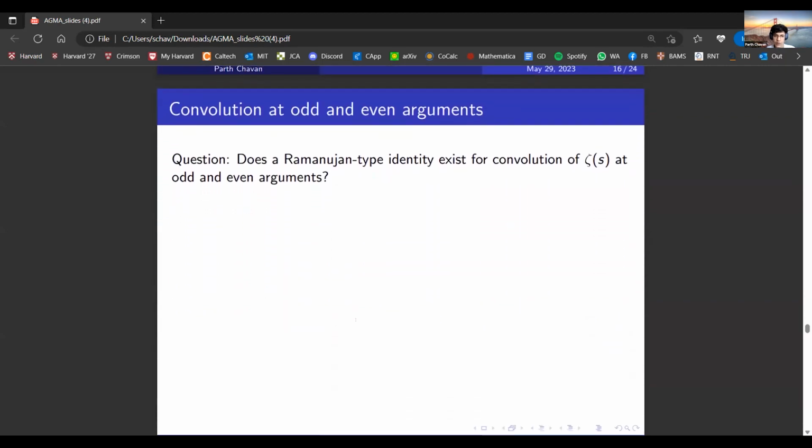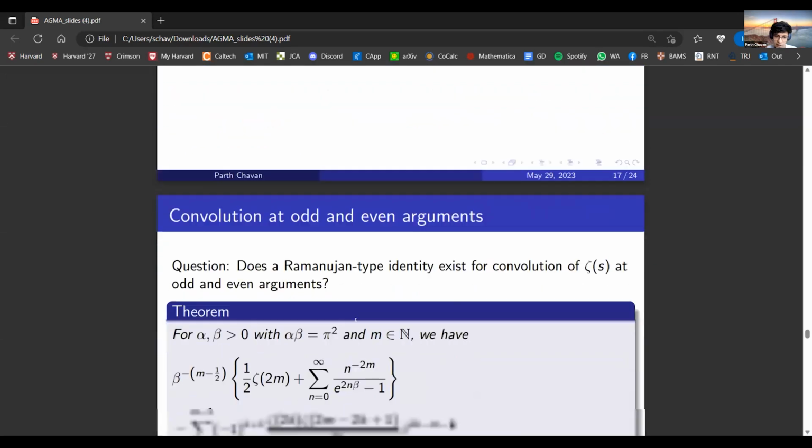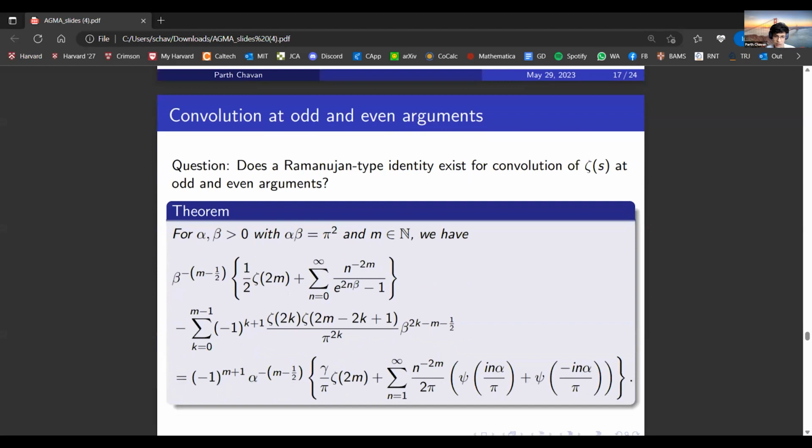Now, a natural question would be to find a Ramanujan type formula for convolution of Riemann zeta function at odd and even arguments. This was also answered by A. Dixit, and they computed the Ramanujan type formula for a convolution of Riemann zeta function at odd and even integers to be this identity. Now, it can be noticed that this is just the odd zeta kernel, and this is the Ramanujan's kernel.